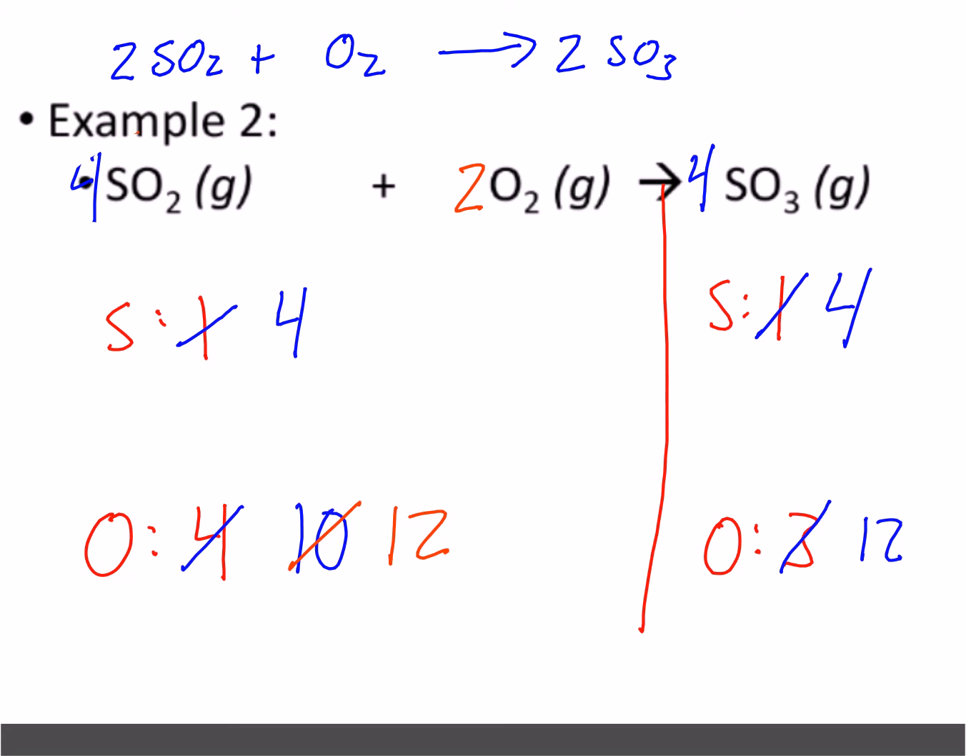If we go back through and count those up, I've got 2 sulfurs on the left. I've got 2 sulfurs on the right. How many total oxygens do I have on the right-hand side now? 6. How many total do I have on the left? 2 times 2 is? 4 plus 2 is? It's balanced out, guys. So we reduce down at the end.